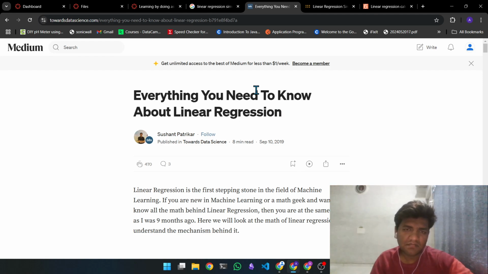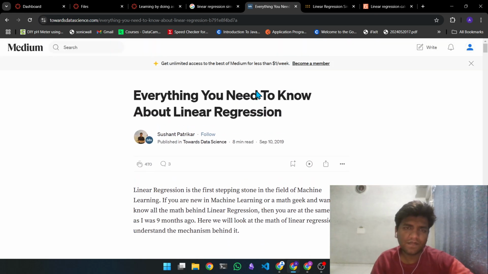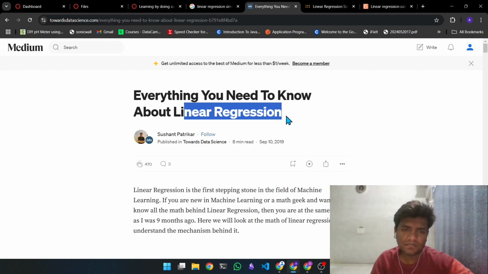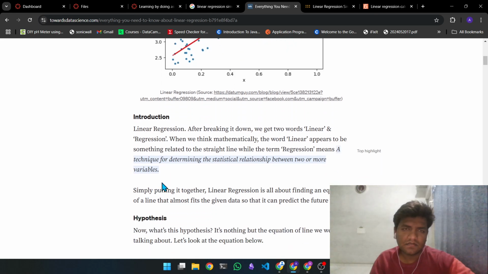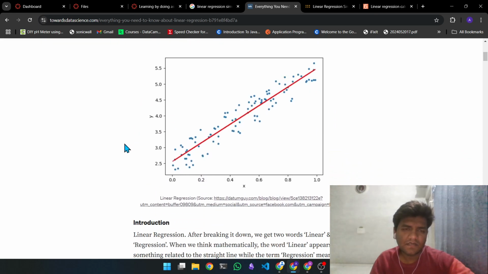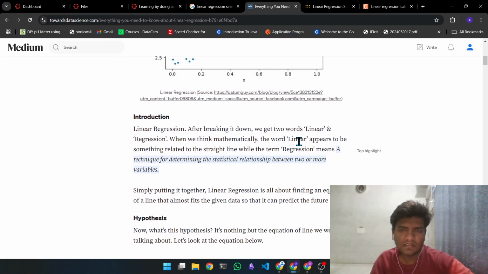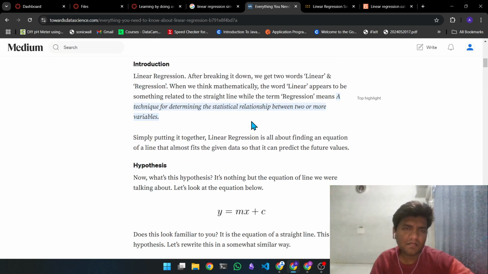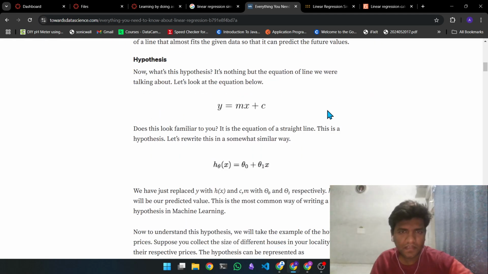So in this assignment we will look into some online simulation tools through which we can visualize the ML algorithms. So first one in this list is linear regression. We will start by using someone's work to show you what is linear regression first. As it says, linear regression is a technique of determining statistical relationship between two or more variables.